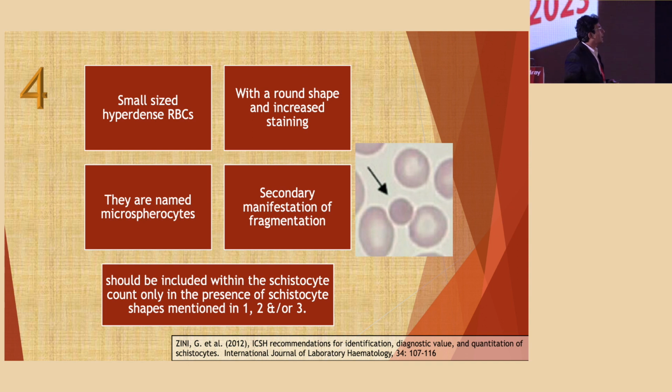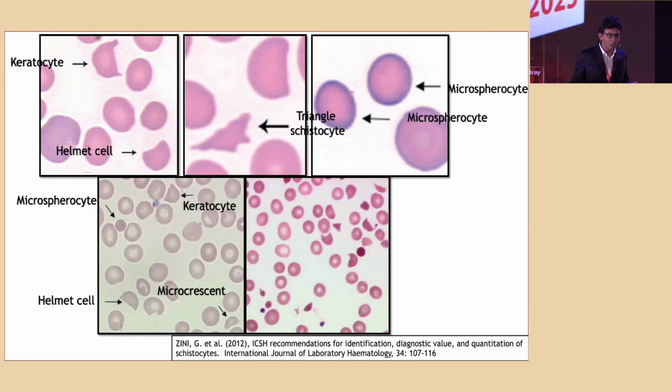And this is the last variety. These are small sized hyperdense red blood cells with a round shape and increased staining, just like spherocytes. And the most important thing is that they should be counted as cystocytes only in the presence of other types of cystocytes. So this is how they look.